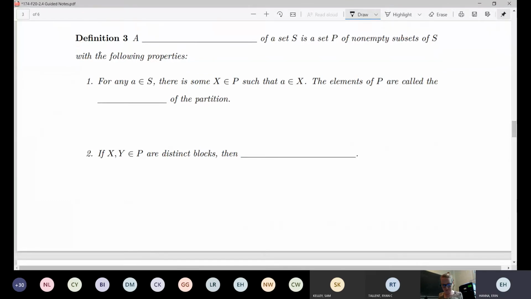Definition. A partition of a set S is another set, P, of non-empty subsets of S with the following properties. And I'm going to draw a picture that I think will make everything make a bit more sense. So it has the following properties. For any element A in the set S, there's going to be some. Now, this is a set because P is a set of sets.